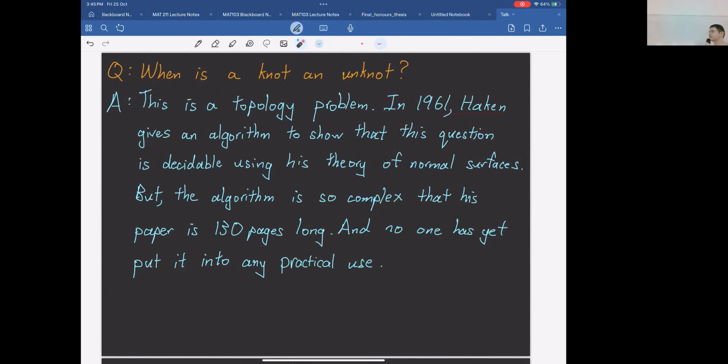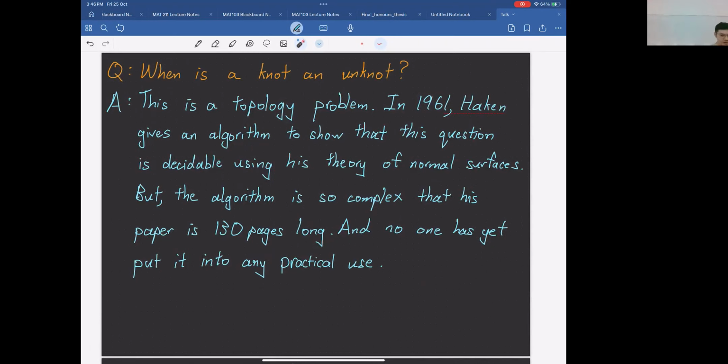In 1961, Haken gave an algorithm to show that this question is decidable, using the theory of normal surfaces. But the algorithm is so complex that his paper is 130 pages long, so almost no one has put it to any practical use yet. So this is a topological approach. We try to solve it algebraically instead.